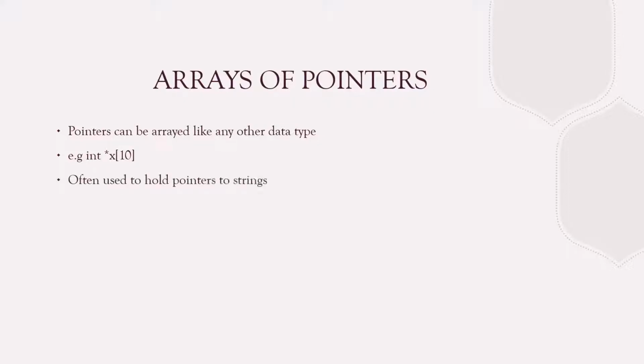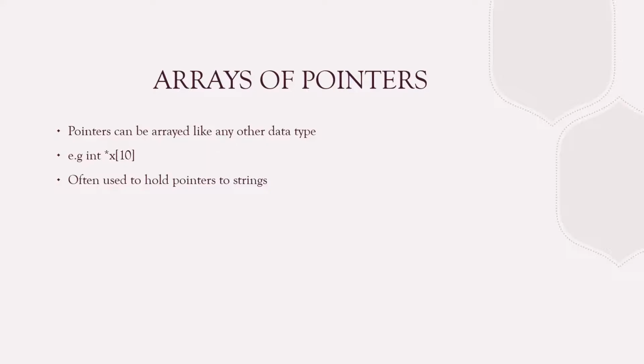Coming now to arrays of pointers. Pointers can be arrayed like any other data type, right? So just like we do character arrays, integer arrays, we can have pointer arrays. Example would be something like this. So that's a pointer array of integers, often used to hold pointers to strings, right? So in effect, you're going to be creating a two-dimensional array.